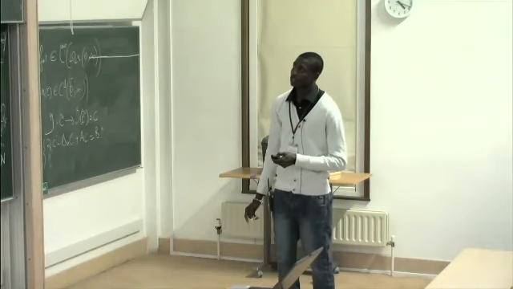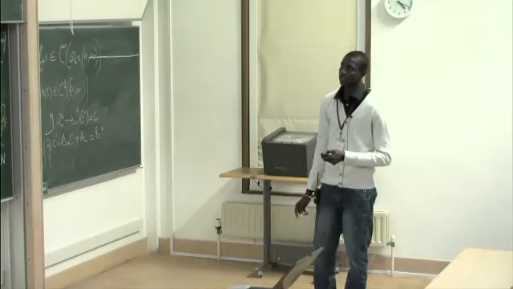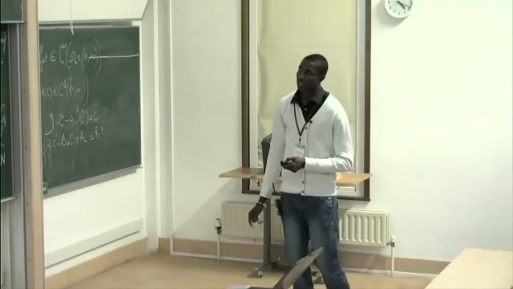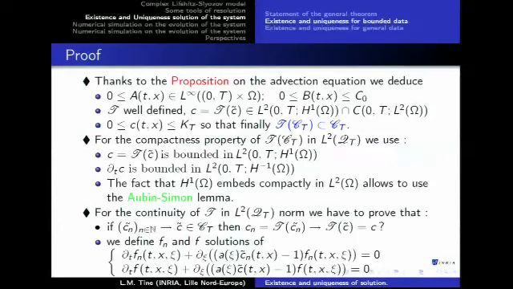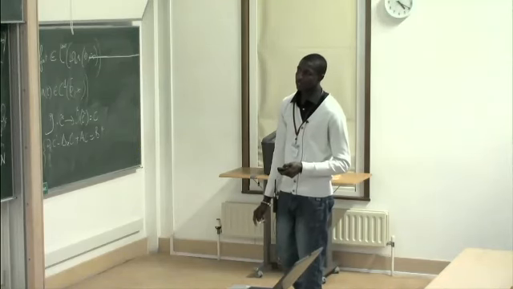For the compactness property of this set in L2, we use the fact that C is bounded in L2 and the time derivative is also bounded in this space. And the fact that H1 embeds compactly in L2 allows us to use the Aubin-Simon lemma and we have the compactness property.